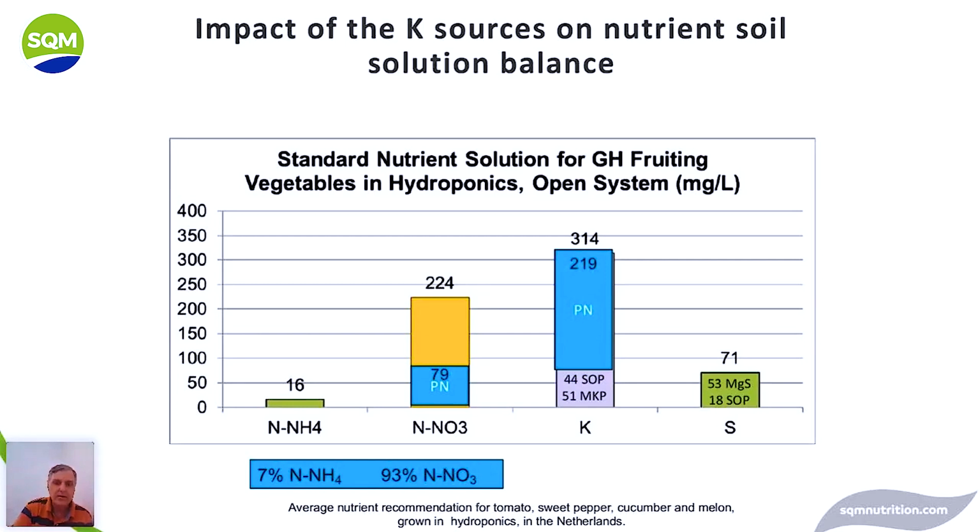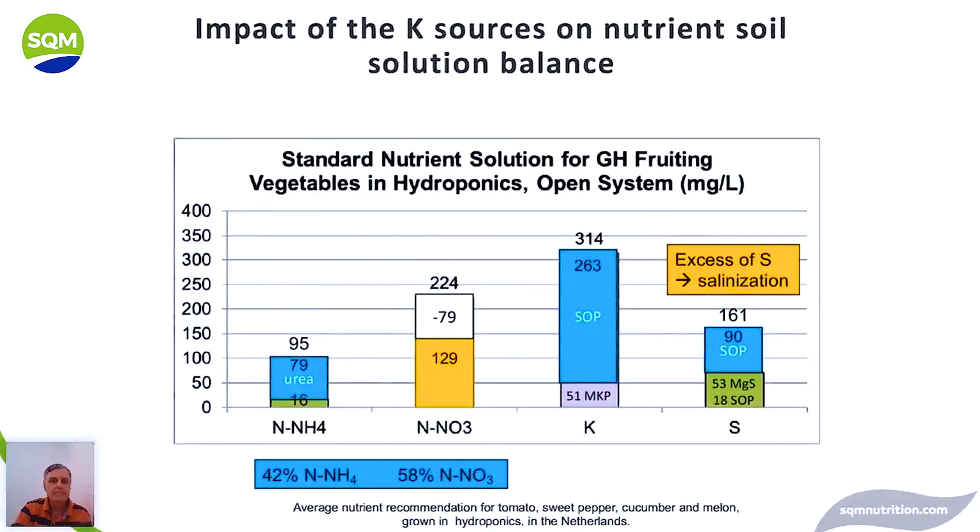Now, what happens if we just change the source? Let's not use potassium nitrate, and let's use only sulfate of potash to apply all the potassium that we need. What happens is, first, let's start from the right to the left again with sulfur.